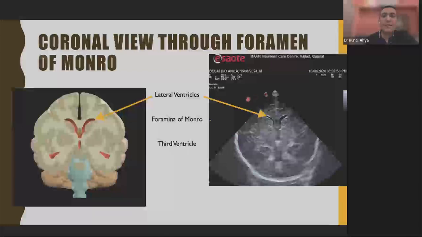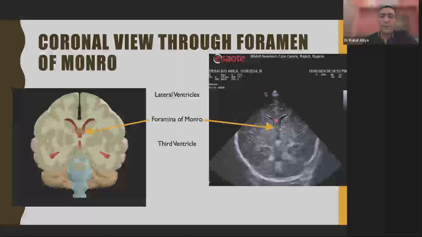So what structures do we identify here? These are the lateral ventricles. This is also called the threshold view, as you can see three parts, with a small center part. So this is also called the threshold view, or the frontal coronal view through the foramen of Monroe.